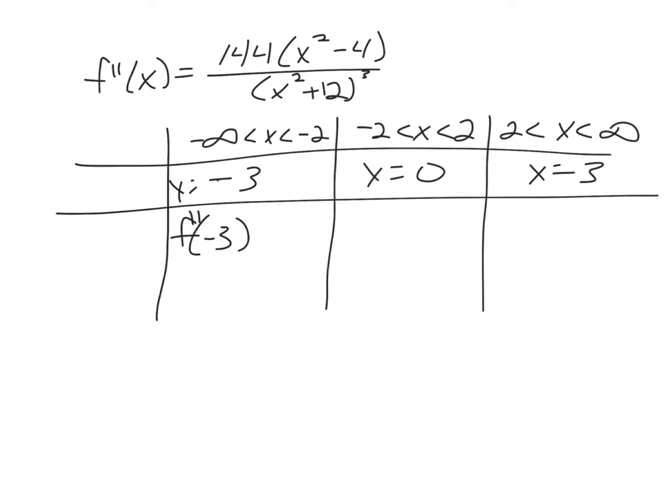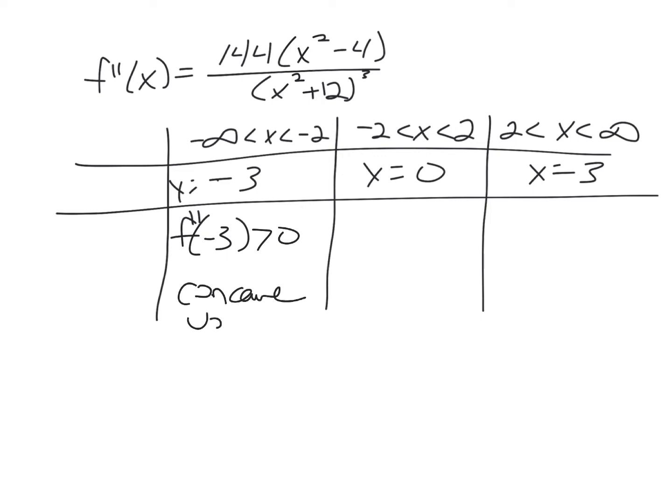f double prime of negative 3. What happens when we put negative 3 in? Denominator, negative 3 squared is 9 plus 12, that's going to be positive. Negative 3 squared is going to be 9 minus 4, positive times positive. We got a positive over a positive, folks, so it's going to be greater than 0. What does that mean? We're concaving upward.